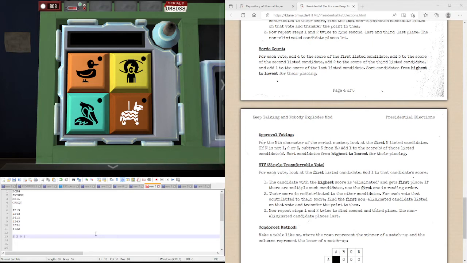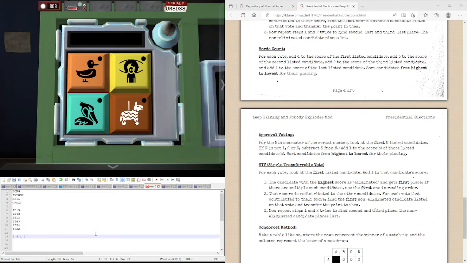Then 1 again. Then 1 and 2. Then 4, 1 and 3. So 4, 1, and 3.